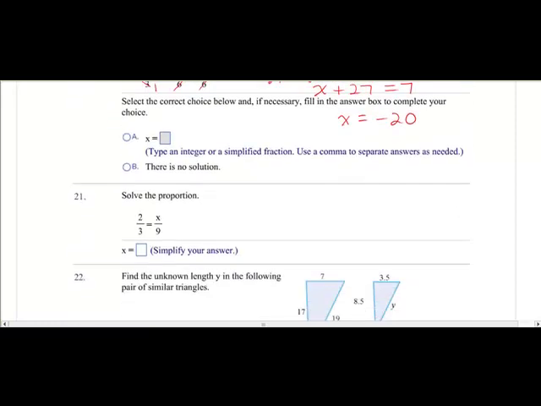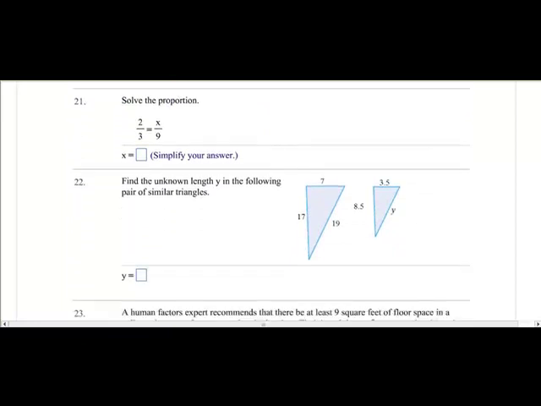Alright, this is the part that most of you did very well on. 21, solve the proportion. This is probably the easiest question on the test right here. Cross multiply and divide. 9 times 2 is 18. 3 times x is 3x. Divide by 3, and we get x equals 6. Or 6 equals x. Same difference. Put a 6 in the box.